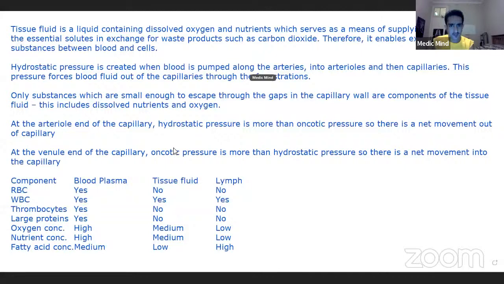So I hope that answers your question. Thrombocytes are cells that produce platelets.